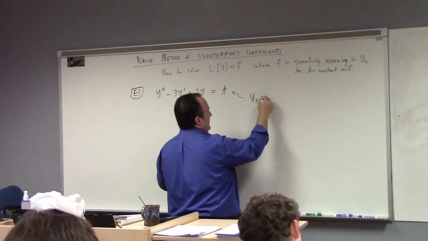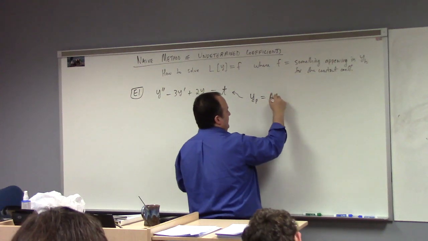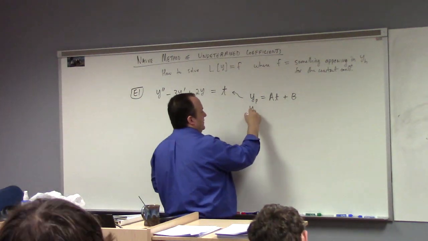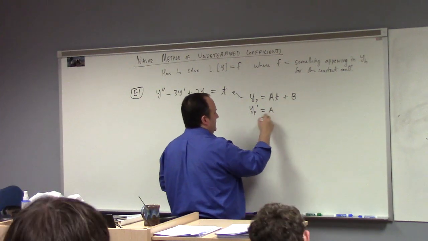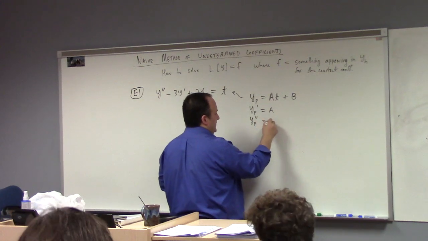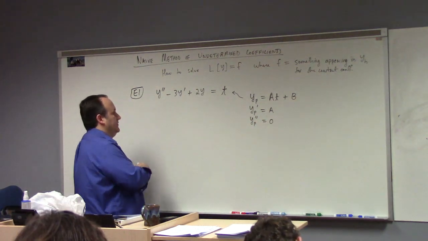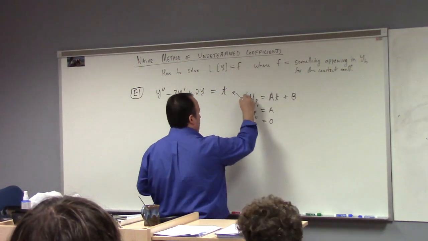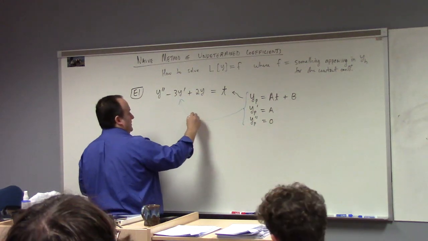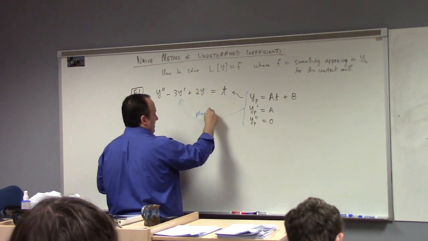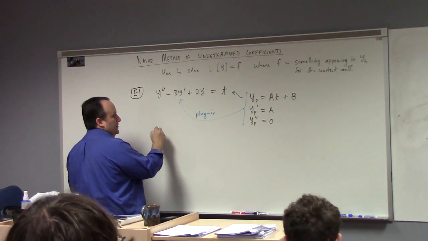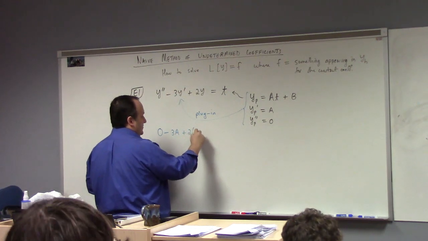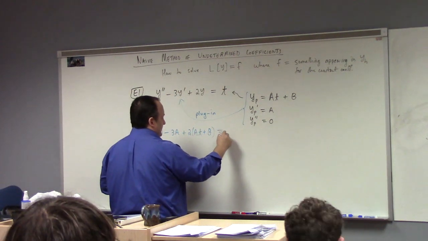I look at this and think that if I make yp something like at plus b, that ought to do it. Now check it out. If I do that, yp prime is a, and yp prime prime is 0. So if I plug that in, we get 0 minus 3 times a plus 2 times at plus b is equal to t.